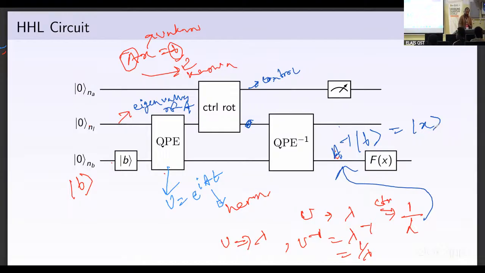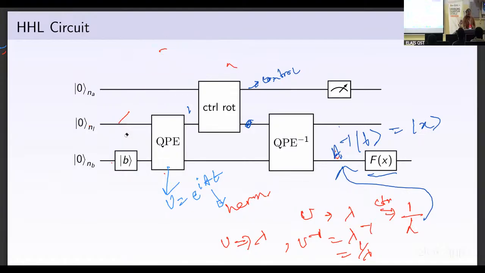Now we can do a variety of things with this X, because just knowing X is not enough. We have to get some observable from it so we can compare it with something classical. So that's why this f(x) function is there. I will give an example of how f(x) or a function can be used to get something meaningful or physical in chemistry. So this is the basic idea of HHL.